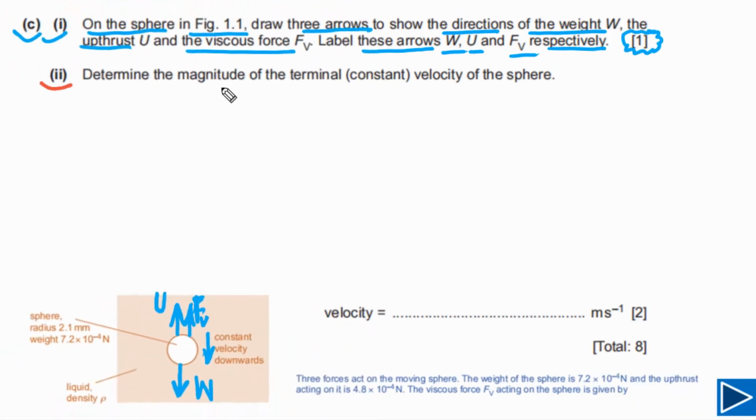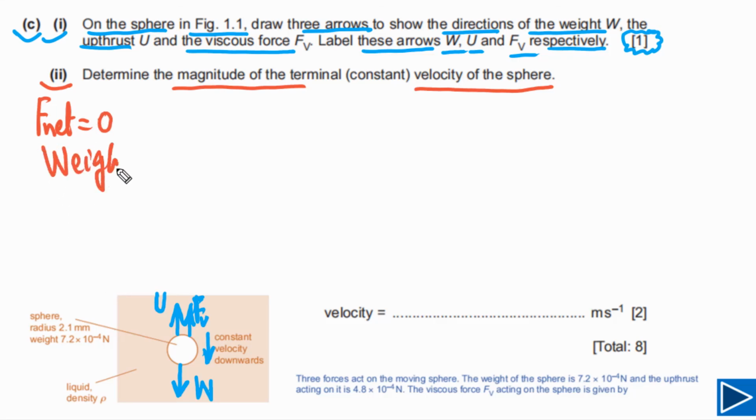For the second part, we need to determine the magnitude of the terminal velocity of the sphere. Terminal velocity means the constant velocity. If the velocity of this sphere is constant, it simply means that the resultant force acting on this sphere is equal to 0. Now, in this case, you can see the downward force is weight. So weight is equal to upthrust plus FV, the viscous force.